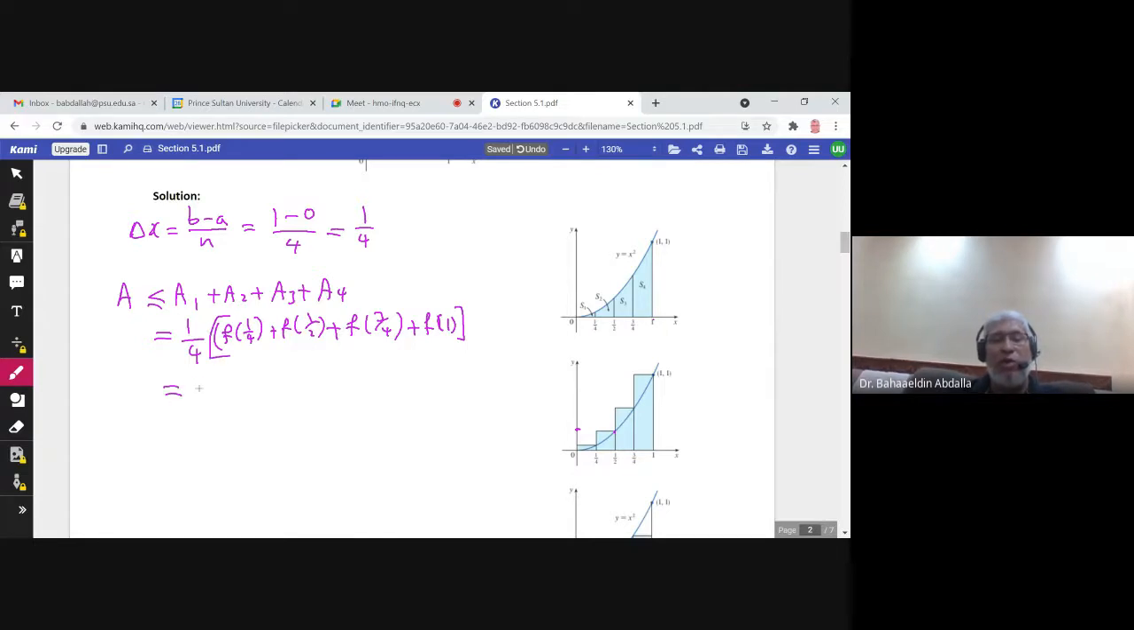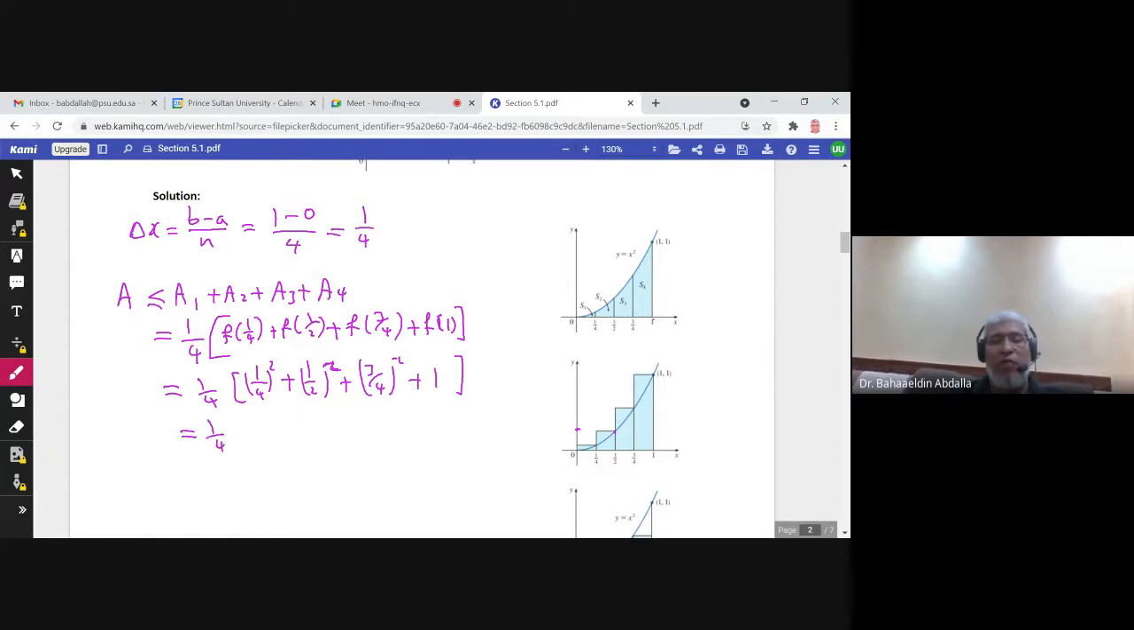So this is 1 over 4, okay, times. Now what is f of 1 over 4? Well, the definition of f of x equals x squared. So f of 1 over 4 would be 1 over 4 squared, okay, plus 1 over 2 squared plus 3 over 4 squared plus 1 squared, which is 1.